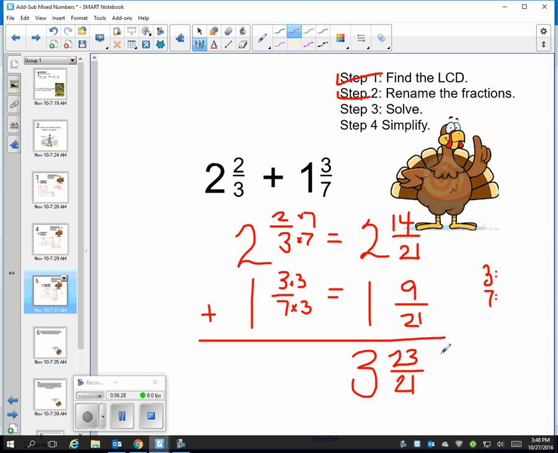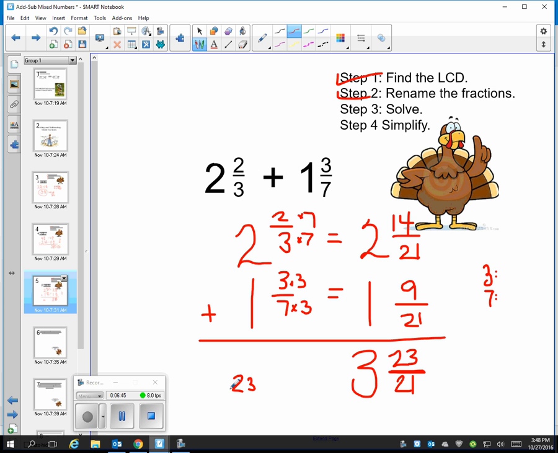Oh, well, look at that. What kind of fraction is that? 23 over 21. My numerator is larger than my denominator. So we learned yesterday how to change this to a mixed number. What does this line right here mean? Divide. So I'm just going to divide. Remember, I read it from the top down.